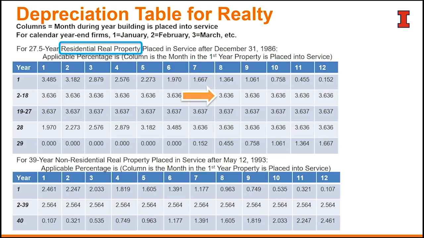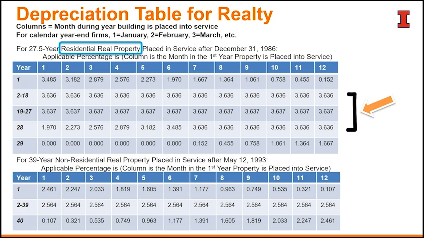For year 2, you just drop down one row and look at the intersection of column 8 and row 2. Here the rate is 3.636%. You would multiply 3.636% by the basis in the apartment building to figure out the depreciation deduction for year 2. And because real estate is depreciated straight line, that is spread evenly over time, the depreciation rates between the first and last years are roughly the same.